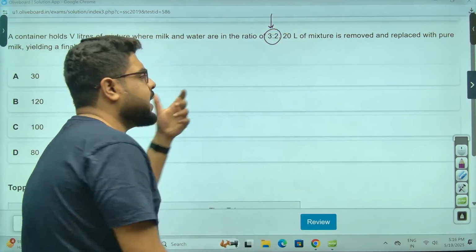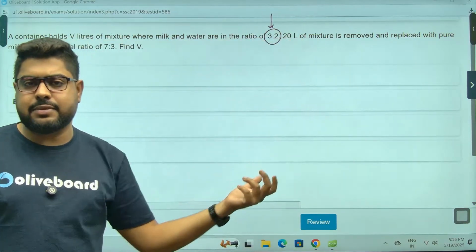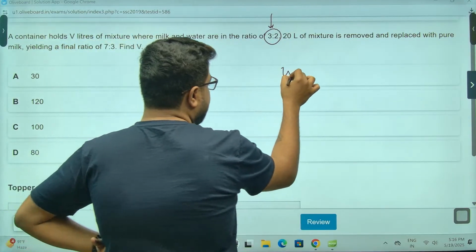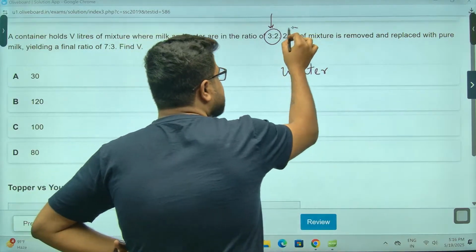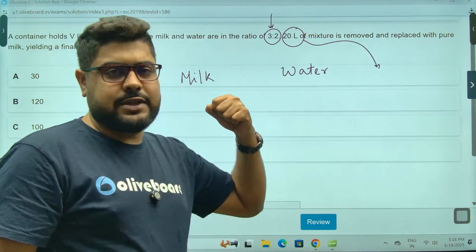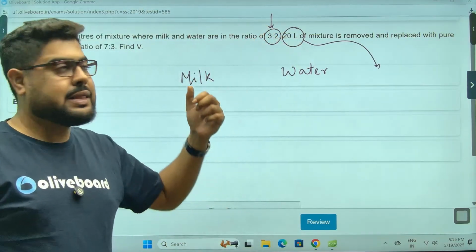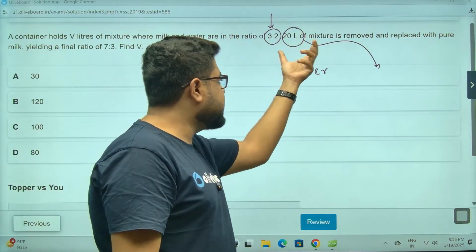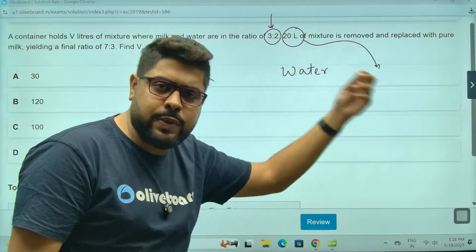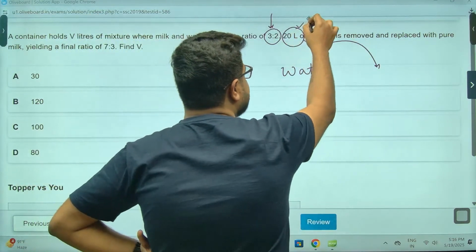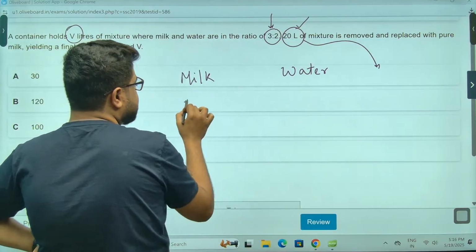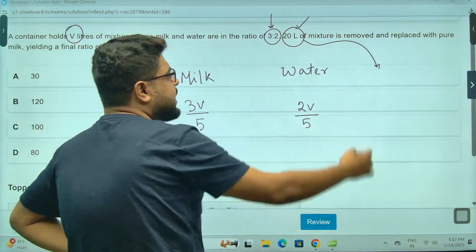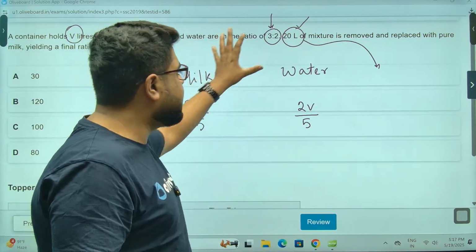Sir, if the mixture is 3 ratio 2, and if I remove something, replace something, this 20 liters, if I say milk and water, then whatever I'm taking out of this 20 liters will also be 3 ratio 2. Please understand this. In this 20 liters, the ratio of milk and water will also be 3 ratio 2. So initially out of V liters, this was 3V by 5 liters milk, 2V by 5 liters of water. 20 liter mixture removed, so milk will be removed, water will also be removed.